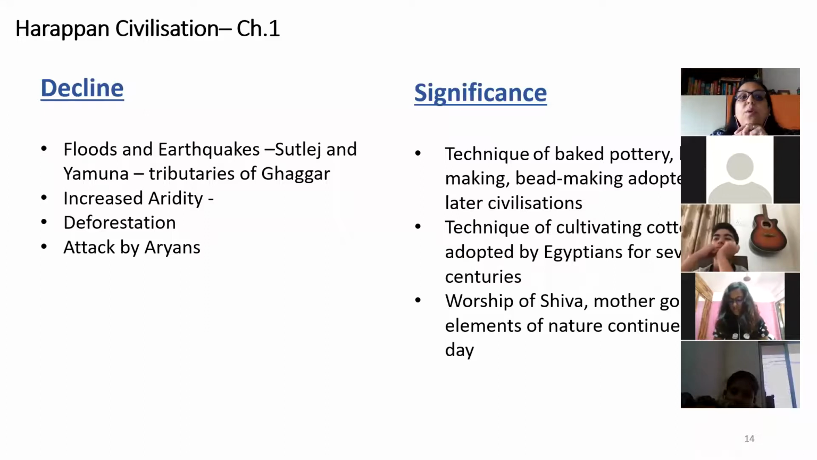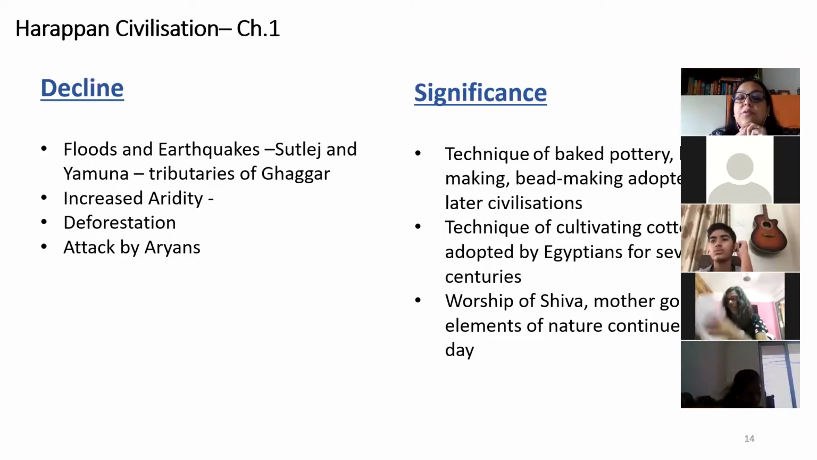Are we now clear with all the reasons for decline? All four reasons are very important. They'll ask you a question: state the reasons for the decline of the Harappan civilization, for 4 marks. You have to write everything. You just can't write the headings. You have to write the headings, floods and earthquakes, and give a brief description of why it happened. For increased aridity, you have to explain the Ghaggar River and its tributaries. For deforestation, you have to explain why deforestation led to decline. For attack by Aryans, you also have to say that the Aryans came and massacred.